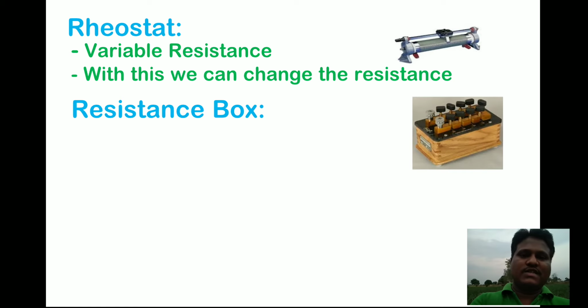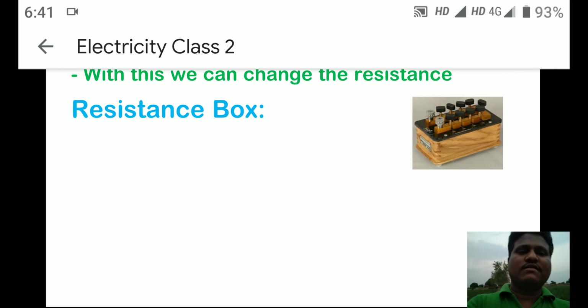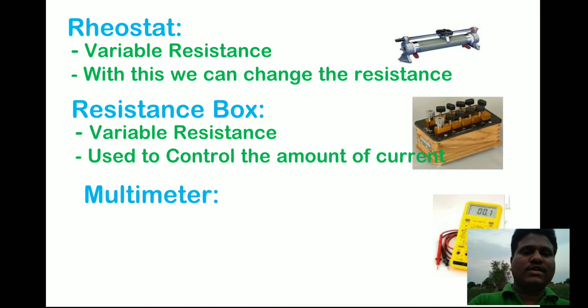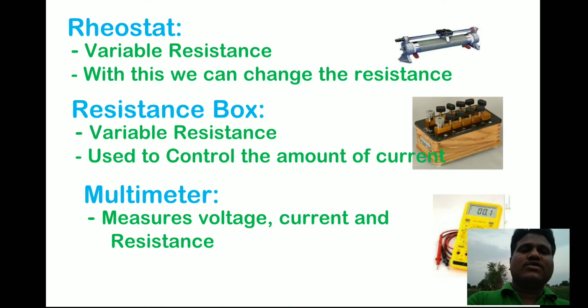Then we have a resistance box, somewhat similar to a rheostat. We can apply a resistance of a known value to the given circuit. That means we have different keys having 10 ohm, 20 ohm, 50 ohm resistance, which are used to control the amount of current passing through the circuit. Nowadays we are using the multimeter, in which we can measure voltage, current and resistance in a single device. All these instruments are also available in digital format.